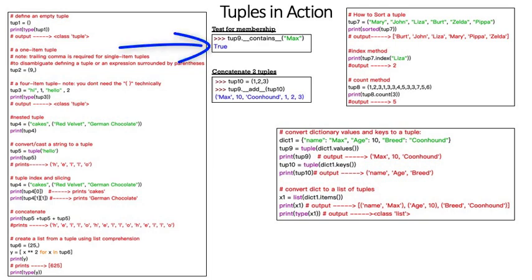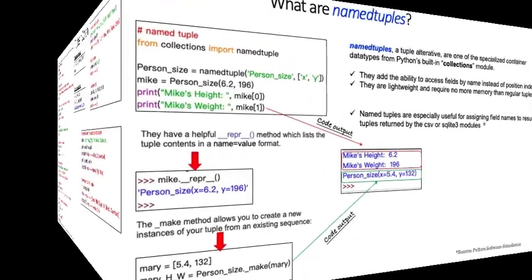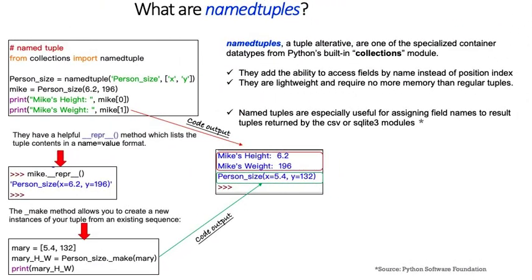Now in the middle, I can test for membership. Tup9.__contains__ max, and yes, that comes back true. I can concatenate 2 tuples this way. So I have tup10, 1, 2, and 3, and I can add tup10 to it. So I have max, 10, coonhound, 1, 2, and 3.